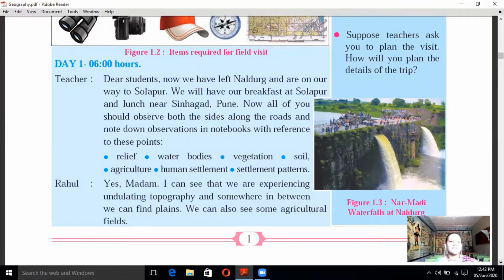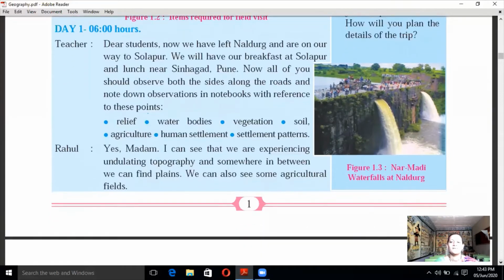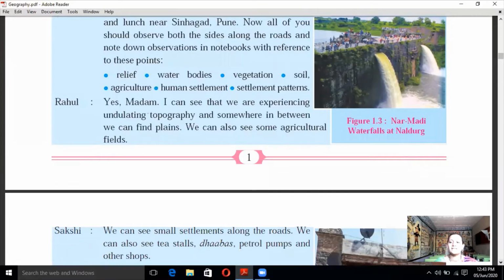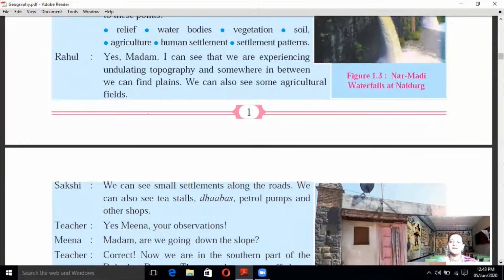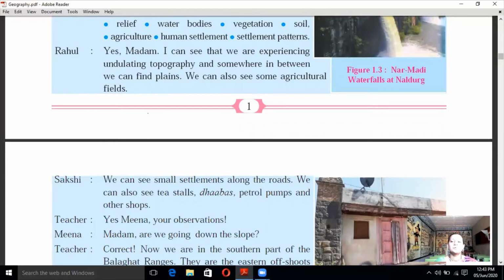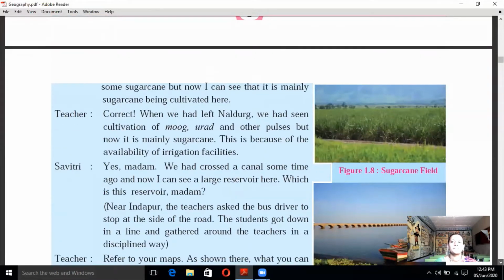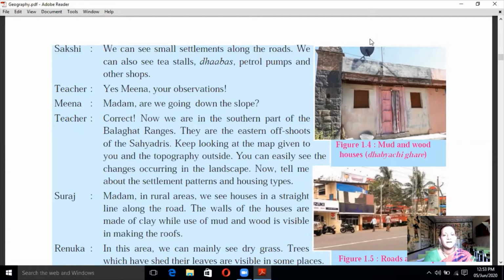When you see the textbook, you will see that Rahul is telling the teacher that they are experiencing undulating topography and somewhere in between they are seeing fine plains. They also see some agricultural fields in their field visit. When he told this to his friends, his friend Sakshi also told the teacher that she also saw tea stalls, dhabas, petrol pumps and other shops over there.